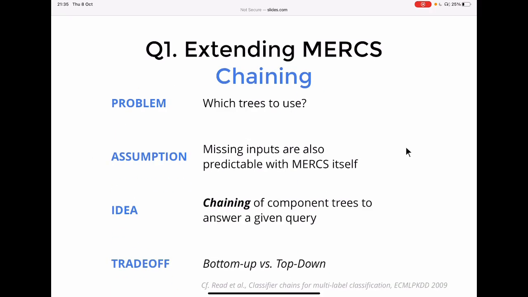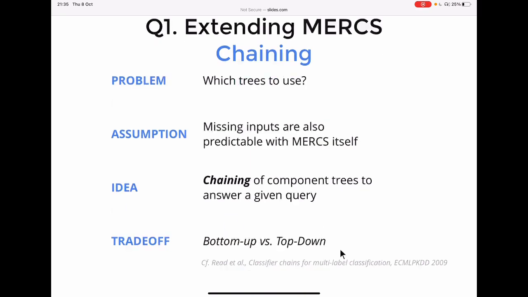Secondly, chaining, again, the same problem. But now the assumption is that your missing inputs are actually also predictable with the MERCS model itself, because after all, it is a multi-directional model. So in a sense, we're going to chain component trees, as in outputs of one tree will become the input of another tree to answer a given query. There are 2 ways to do this. I'm only going to talk about the bottom-up way in this presentation.